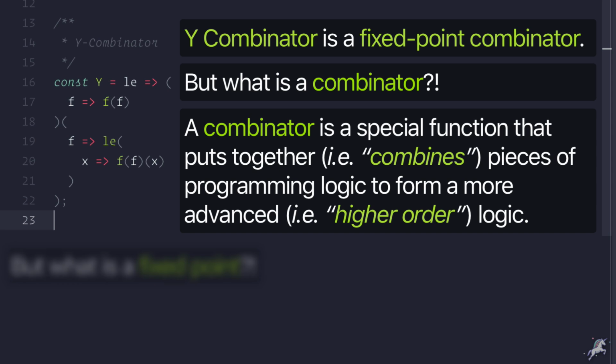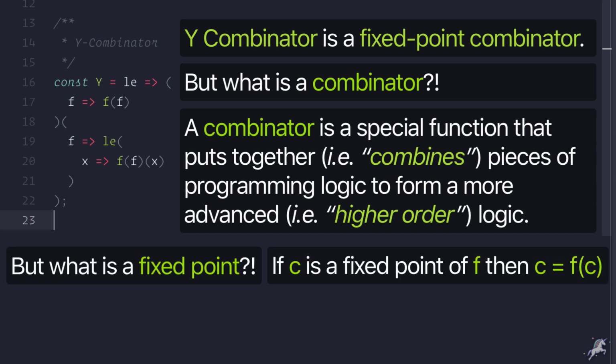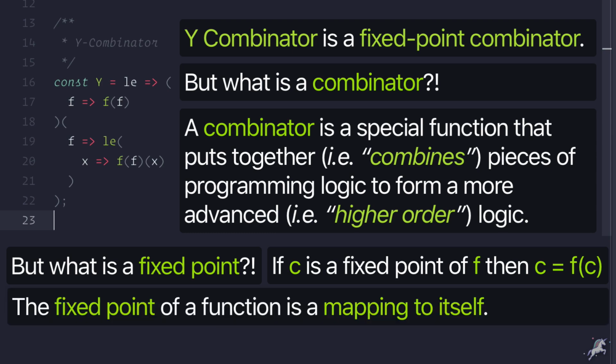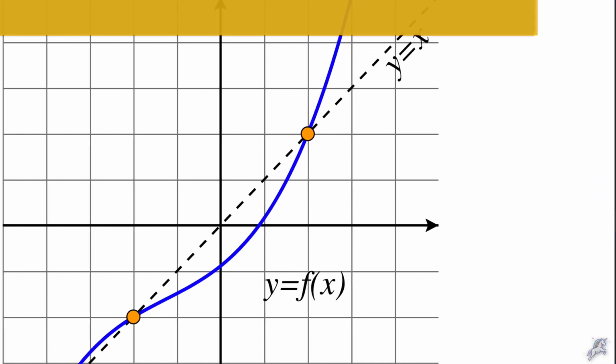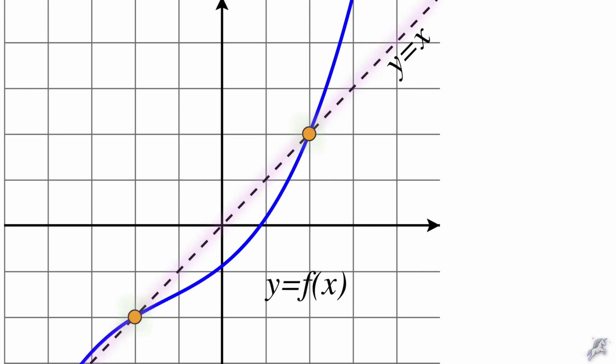But what the heck is a fixed point? Well, the fixed point of a function is a mapping to itself. So if c is a fixed point of function f, then f(c) will be equal to c. So visually speaking, fixed points of a function will be the intersection of that function with the identity function.